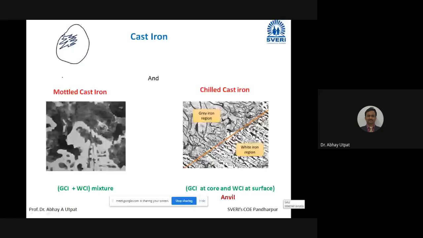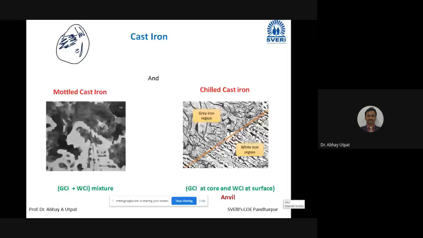Here I can show flakes also. Then this is perlite. Here the perlite is in the gap, and you have to fill this circle completely. Don't keep the gaps. So you have to fill it completely. So in this way, a mixture of grey and white cast iron, if you draw, that will be mottled cast iron.